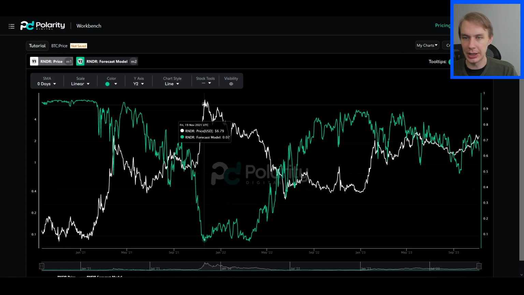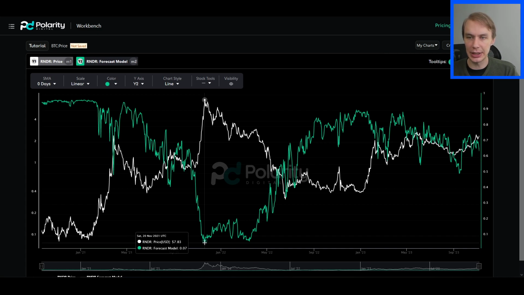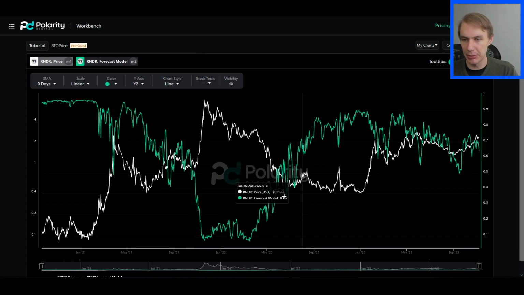But then as we put in the all-time high back here in November of 2021, you can see that the forecast model fell off a cliff. It was estimating only a 7% chance of upside in 6 months, and indeed we went down into the bear market. But then as we stabilized, it got very bullish, all the way up to about a 90% chance of upside right around here, and then off to the races we went.